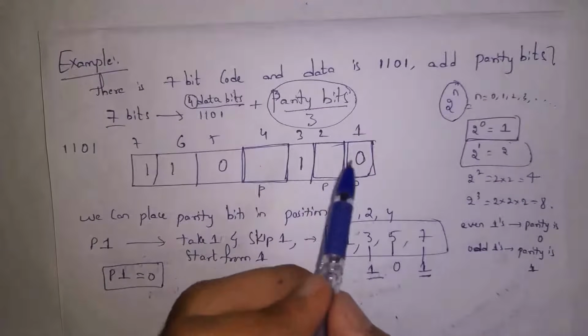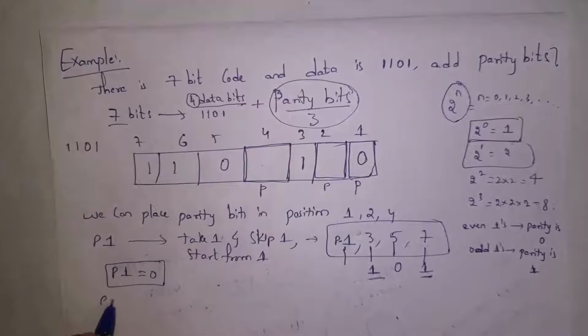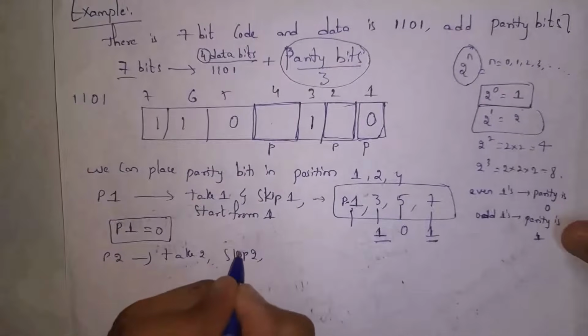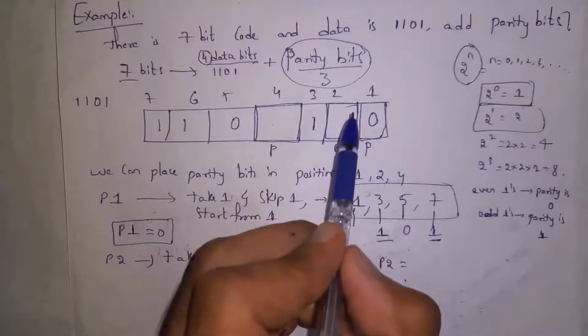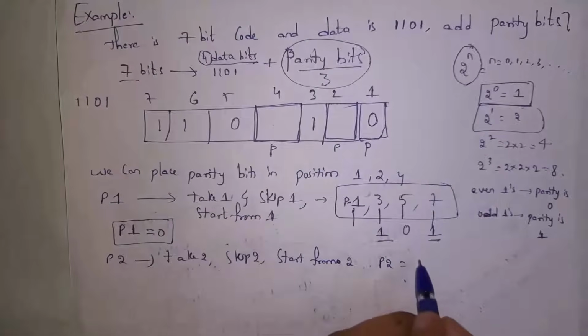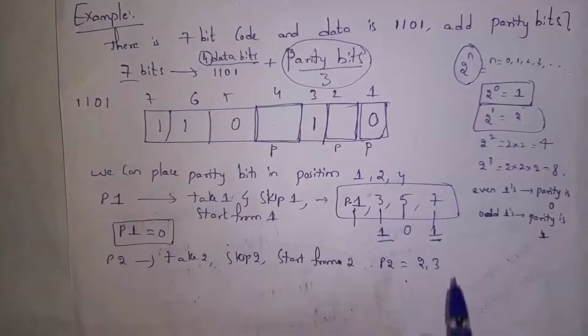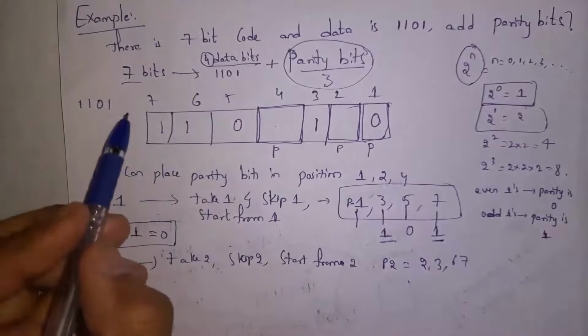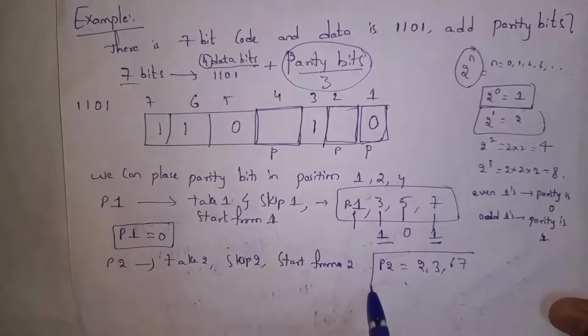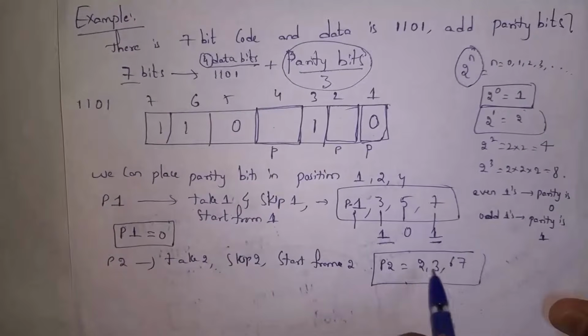Next we will find the P2 value. P2 means take 2, skip 2, and start from 2. So we start from 2, take 2 values, that is 2, 3, and skip 2 values. So we'll skip 4, 5 and again take 6, 7. After 7 there are no values, so we can stop. So now we got the positions of P2, that is 2, 3, 6, 7.